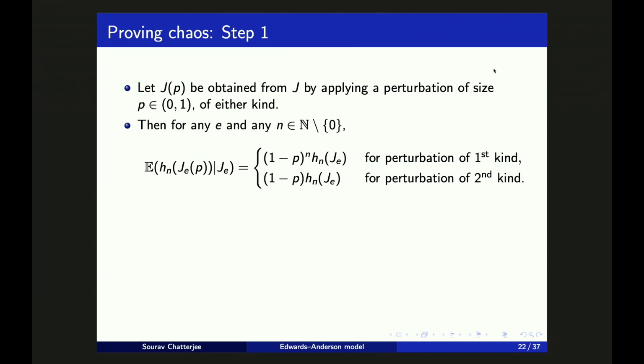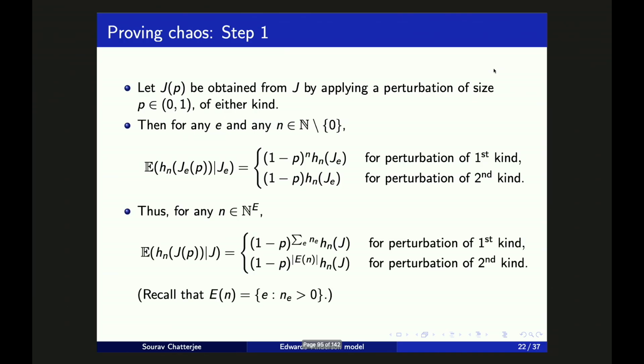For the perturbation of the first kind, these Hermite polynomials form an eigenfunction basis of the Ornstein-Uhlenbeck semigroup. I'll not go into what that means. I'm already over time, so let me skip.